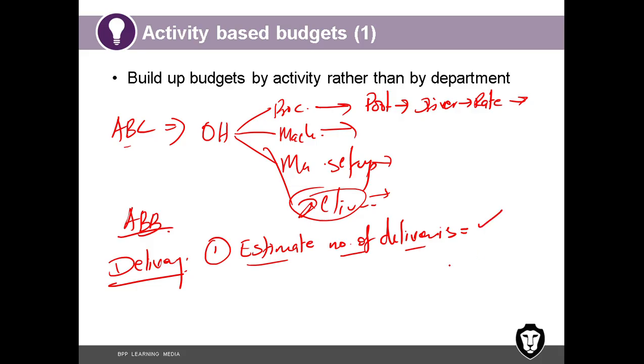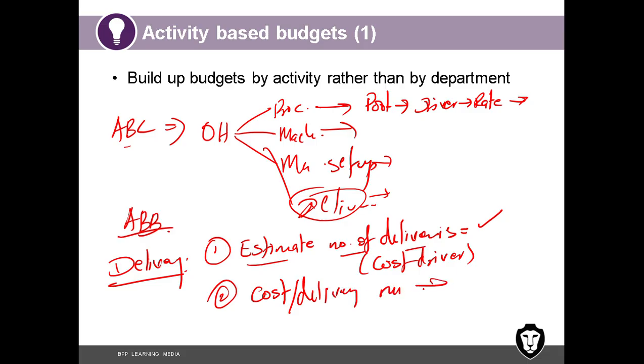Estimate number of deliveries, basically the cost driver. Number of deliveries is the cost driver. You do more and more deliveries, you need more and more cost. So estimate the cost driver. Then, based on past experience, you know the cost per delivery run, how much. That means if the truck goes once for a full round, how much is the cost of it? Running cost, salary of the driver, salary of the loading and unloading staff. How much is that? You know that, based on past. Now multiply these two. You know one delivery's cost is here, number of deliveries expected here, multiply these two, that will give you the budget for delivery.